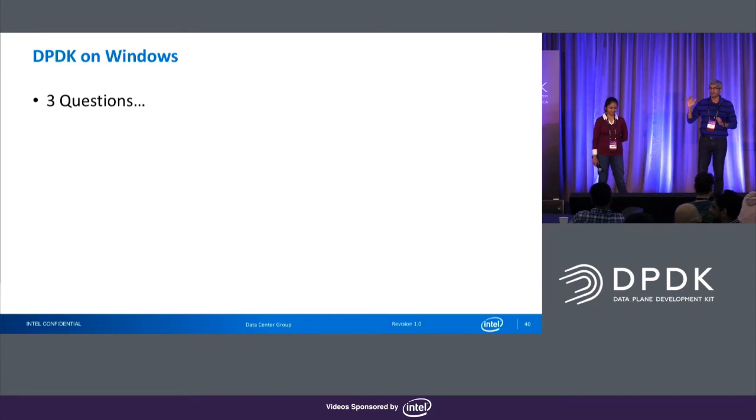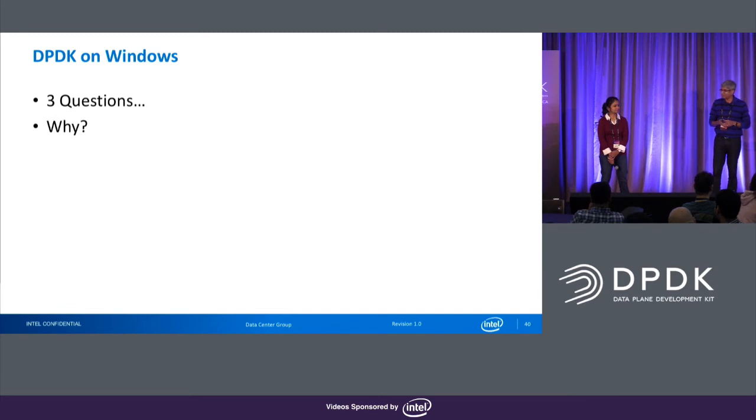So if you download the code today from the master branch, you will see a little Windows folder under EAL, because that's all we support today. And we are working to get more support, and we want all of you here to help out, and that's why both of us are here on stage. So the question is why? Why do you need DPDK on Windows?